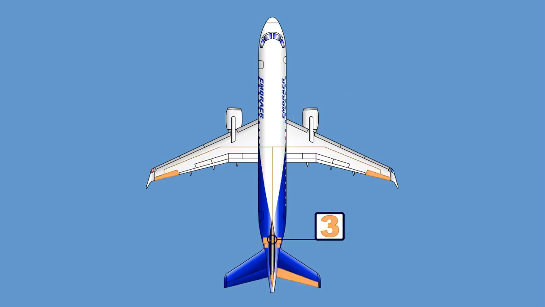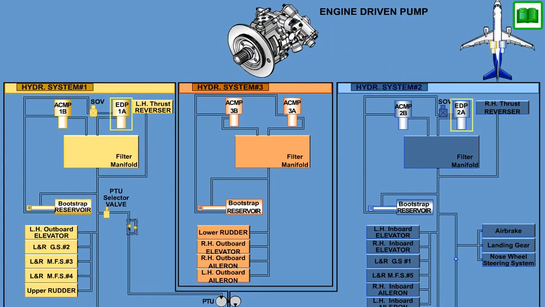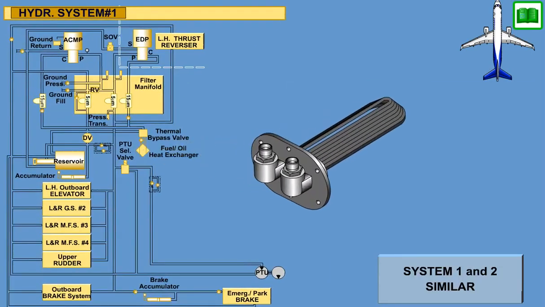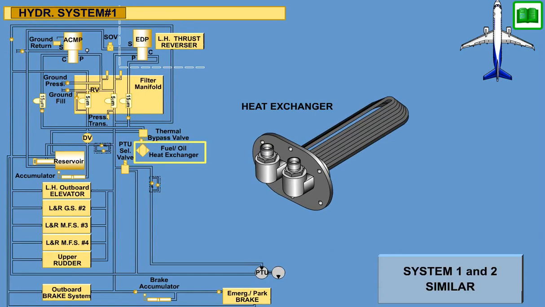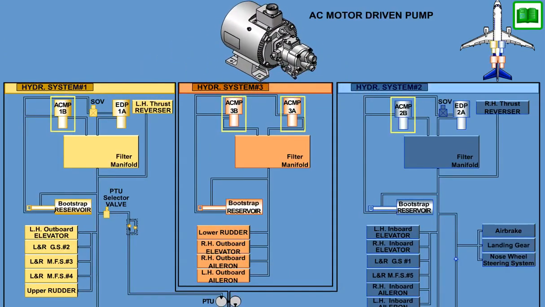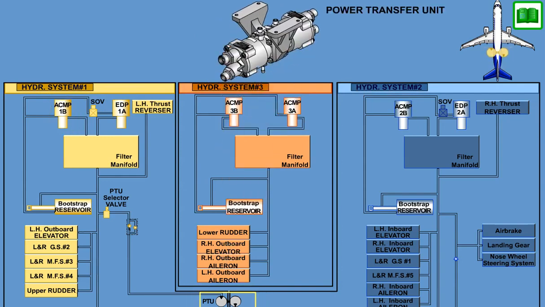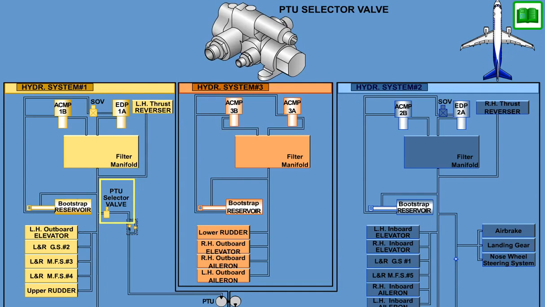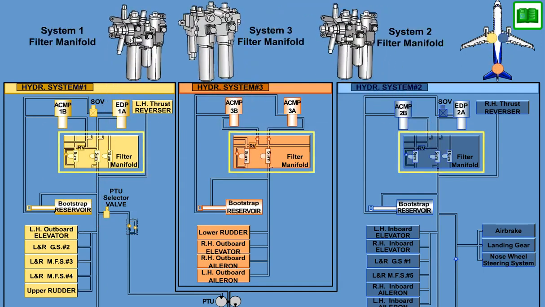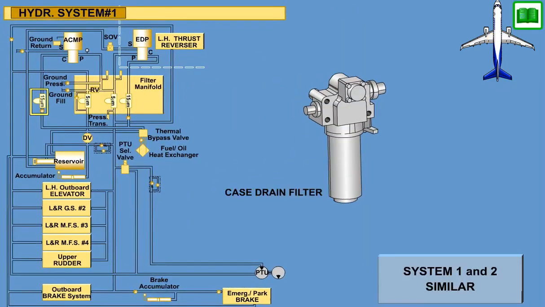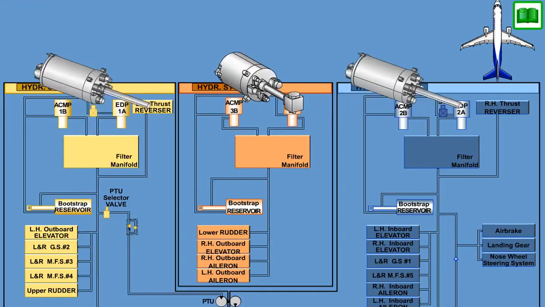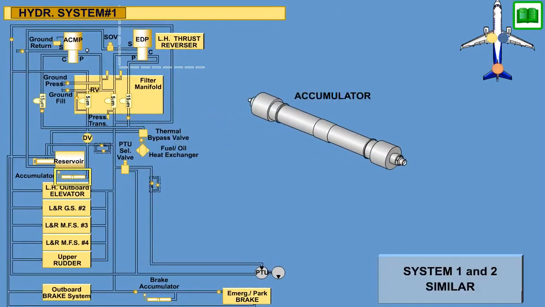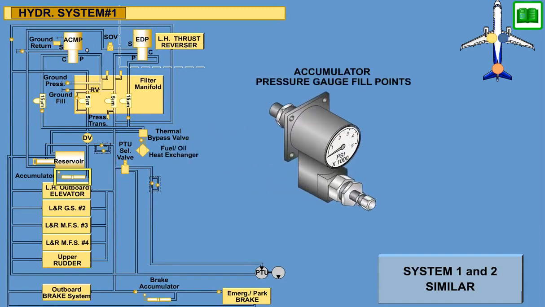The main components of the hydraulic system are two variable delivery engine-driven hydraulic pumps, two firewall shutoff valves, two hydraulic fluid to fuel heat exchangers, four AC motor pumps, one hydraulic power transfer unit, one PTU selector valve, three hydraulic filter manifolds, five case drain filters, three hydraulic system reservoirs, three accumulator assemblies, three accumulator pressure gauge fill points.